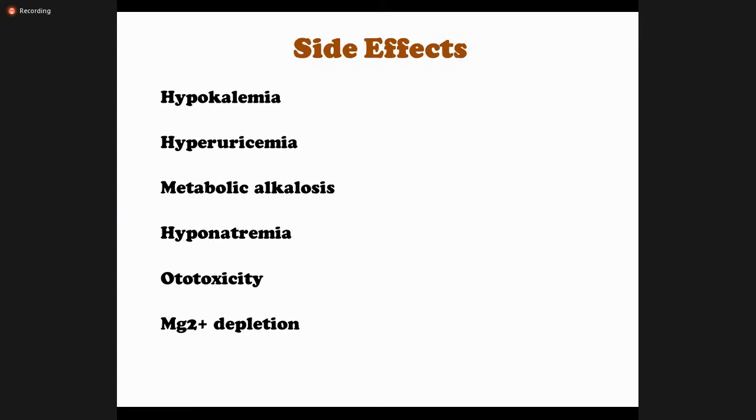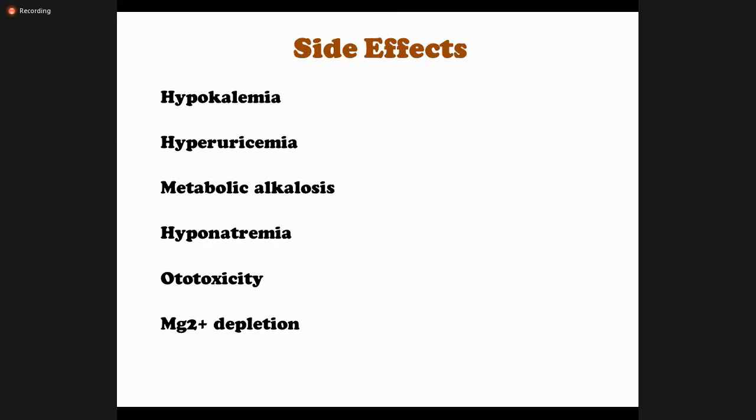It competes with uric acid. So the level of uric acid can be increased due to this thiazide or loop diuretic activity. Okay? Metabolic alkalosis, because it enhances the excretion of hydrogen ion, proton, right? So increased chances of alkalosis, hyponatremia, and this is one of the peculiar side effects of loop diuretics, that is ototoxicity.